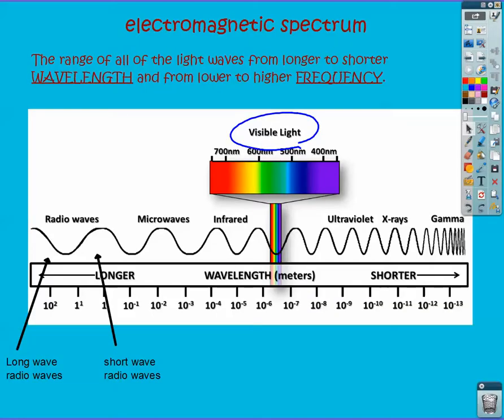So when we talk about the electromagnetic spectrum, we're talking about the entire range of electromagnetic waves from the lowest frequency with the longest wavelength and the least energy up to waves that have really high frequencies with very short wavelengths and lots of energy. Remember that there's a direct relationship between frequency and energy, and there's an inverse relationship between frequency and wavelength. That also means that there's an inverse relationship between wavelength and energy. So you should be kind of aware of those relationships.